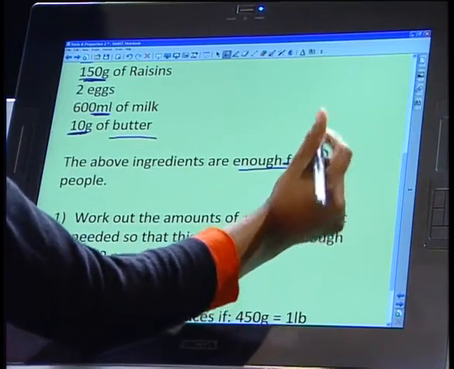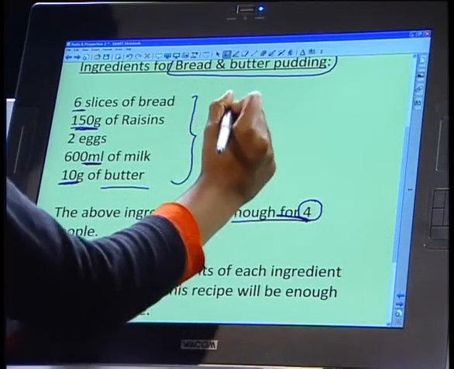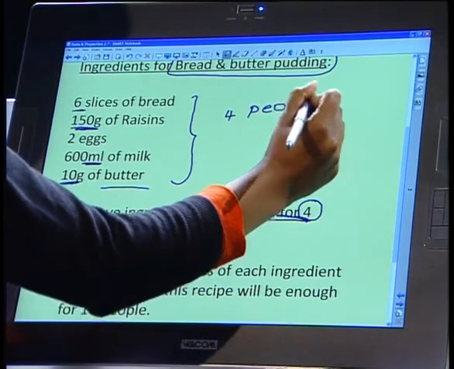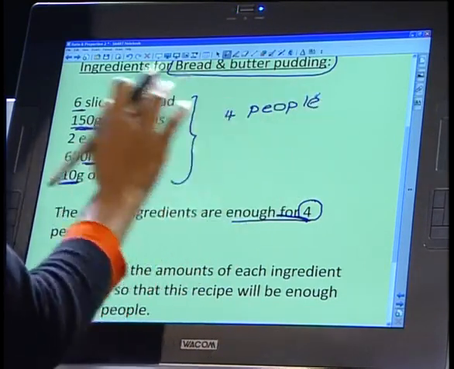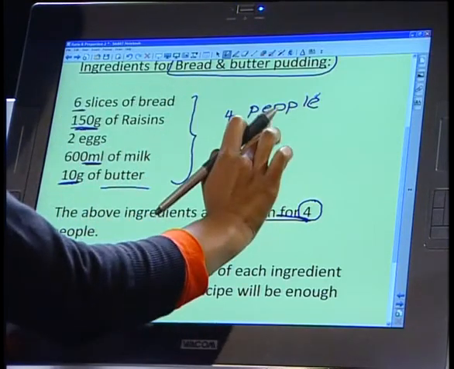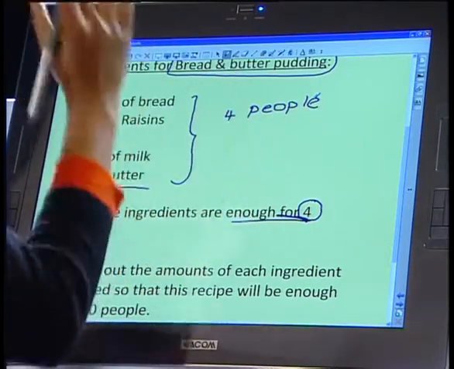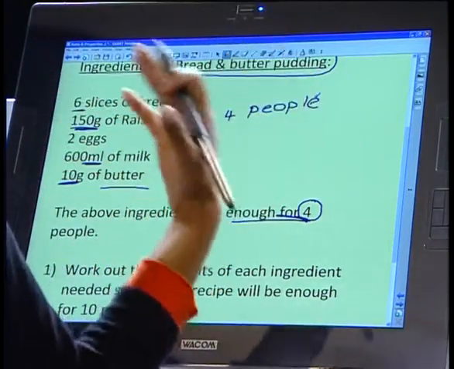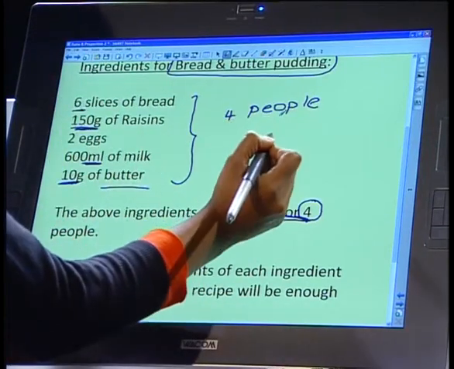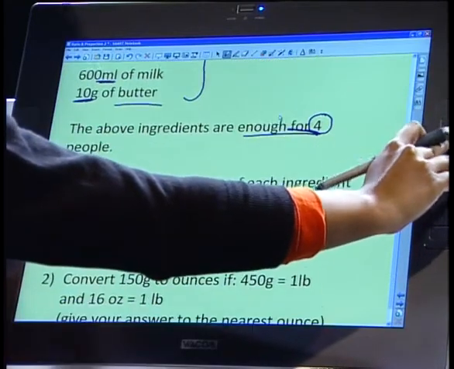Okay, so that's important. This entire recipe is based and will be used for 4 people. So if I'm preparing this for 4 people, I would need 6 slices of bread. So 6 slices of bread for 4 people. 150 grams of raisins for 4 people. So you will see what we're doing is we're actually creating ratios here. We're saying 6 slices of bread is to 4 people. Okay, and this we will use again when we actually look at the question.